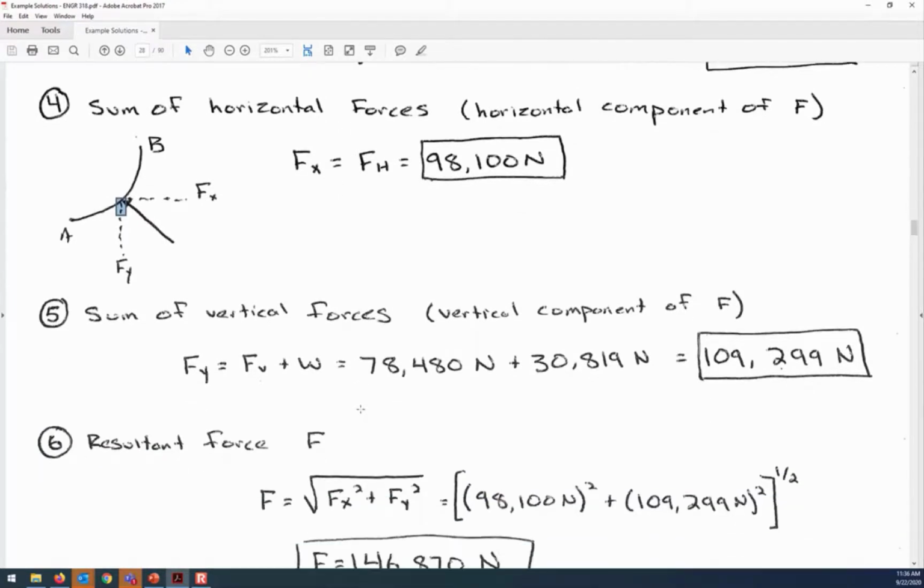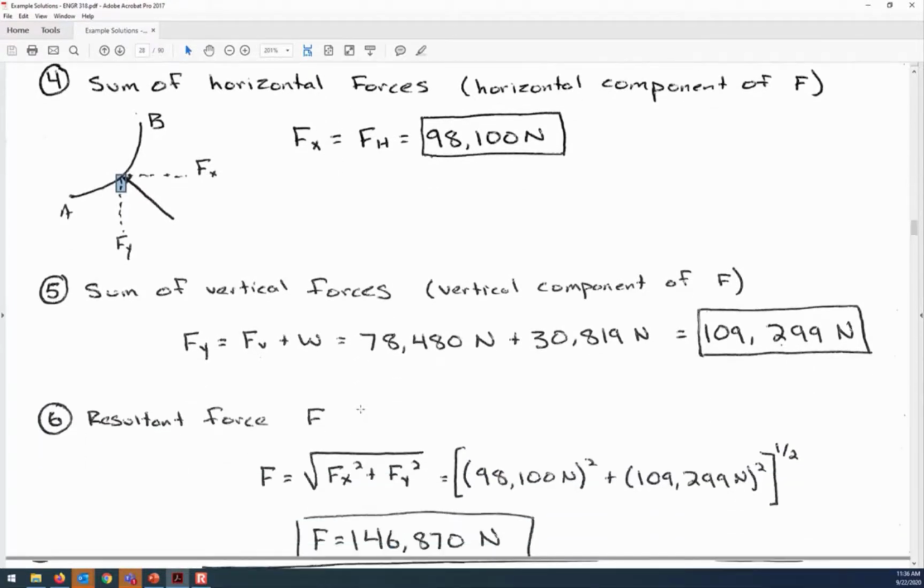So now the resultant force, we can use the square root of the sum of the squares to determine the magnitude of the resultant force. So if the horizontal is 98 and the vertical is 109, then we have 98 squared plus 109 squared. Take the square root of that. It's 146,870 newtons is the magnitude of the resultant force.